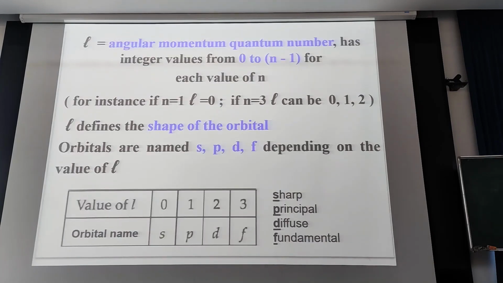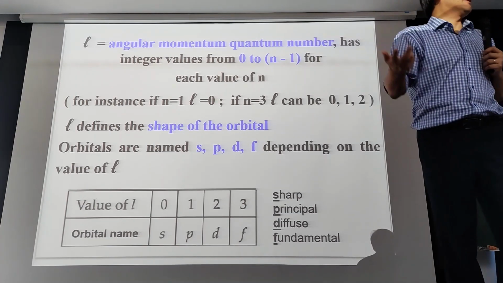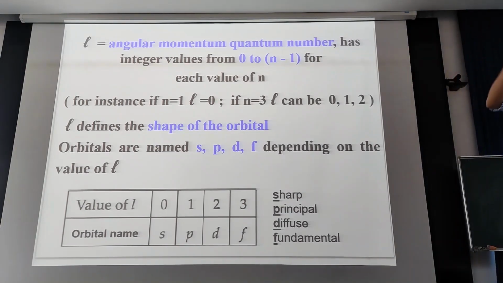So L, the angular momentum quantum number, has integral values from 0 to n-1. Let's say if you have the main quantum number n equal to 1, then L has only one value, 0. But if you have n equal to 2, that means L has two values, 0 and 1. So you have values from 0 until n minus 1. This angular momentum quantum number defines the shape of the orbital. The orbitals are named s, p, d, f, depending on the value of the angular momentum quantum number.